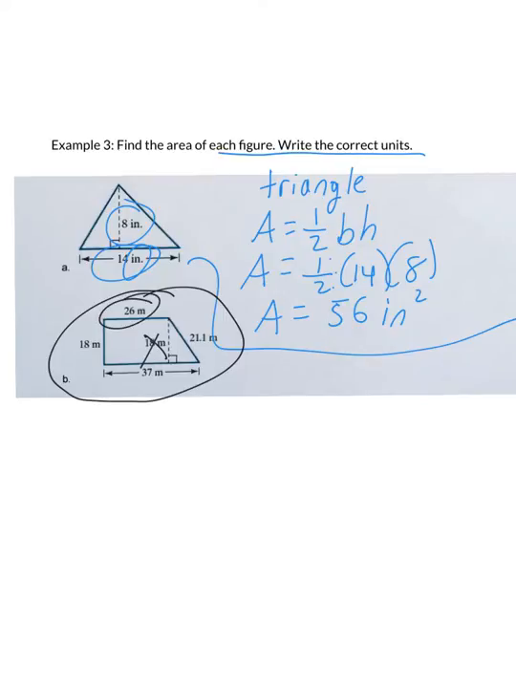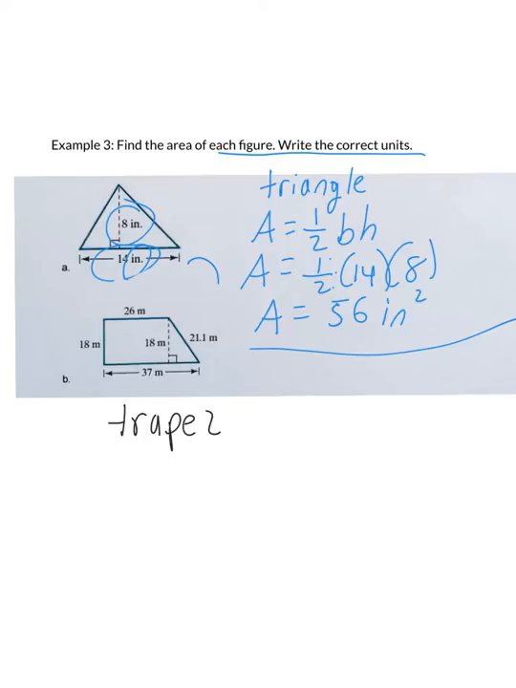The 26-meter side and the 37-meter side are parallel. If I were to extend those sides out, they would never ever intersect. So a quadrilateral shape with exactly one pair of parallel sides is a trapezoid. It looks nothing like the trapezoid example that we've seen on a previous slide, but it is a trapezoid because it does match the definition in the last section's video that you watched.